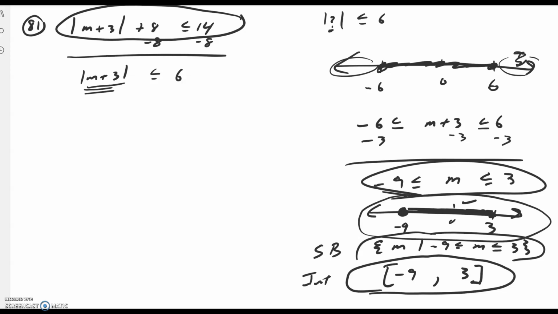And notice, all these shaded numbers make this true. And everything bigger than 3 and smaller than -9 make this false. So we've got a picture of the solutions, we've got them described with set builder, and we've got them described with interval notation.